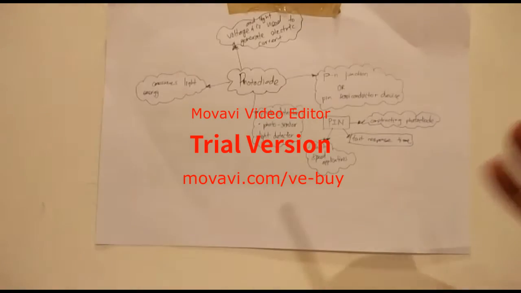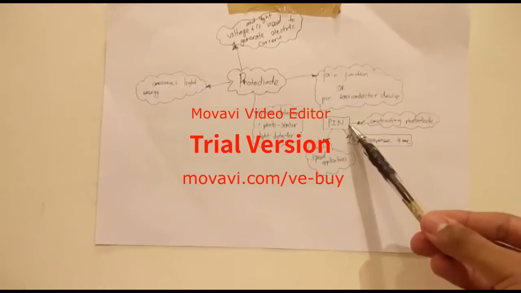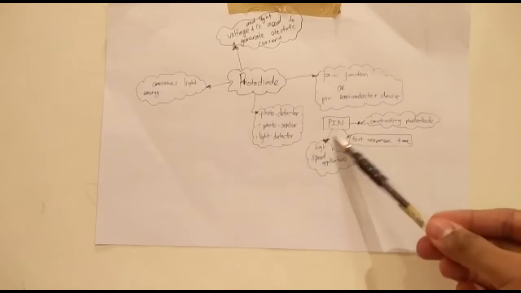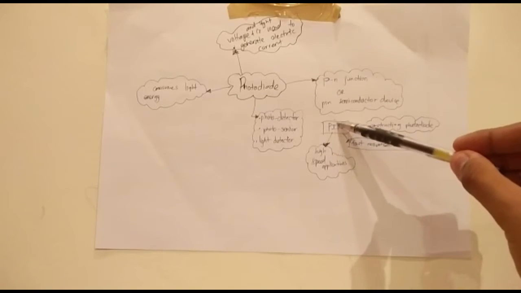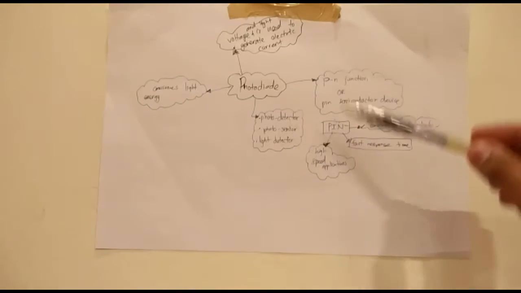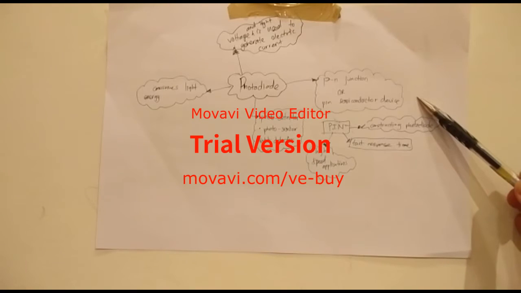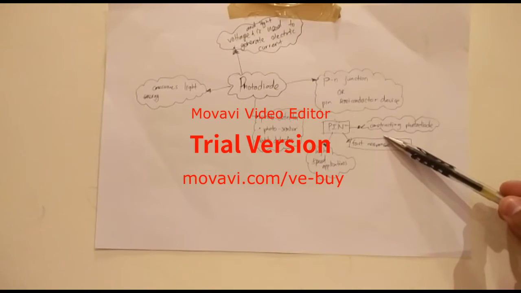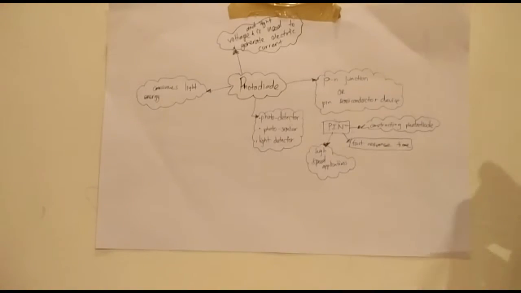The PIN structure: PIN stands for P-type, I for intrinsic, and N for N-type. The PIN structure is mostly used for constructing photodiodes instead of the PN junction structure because the PIN structure provides a fast response time. PIN photodiodes are also mostly used in high-speed applications.